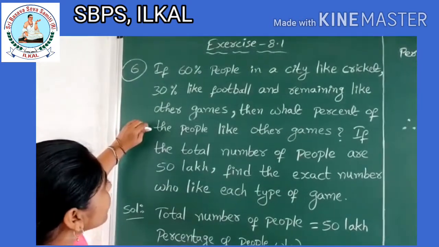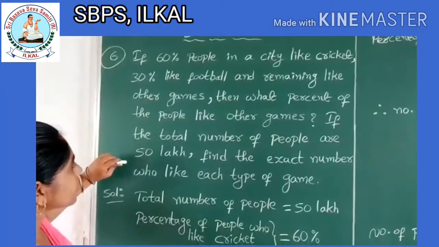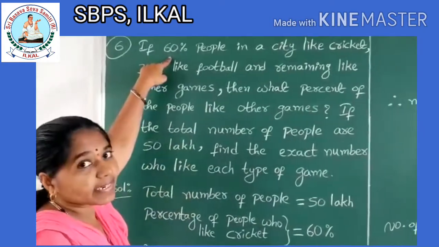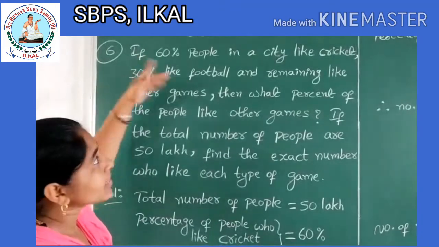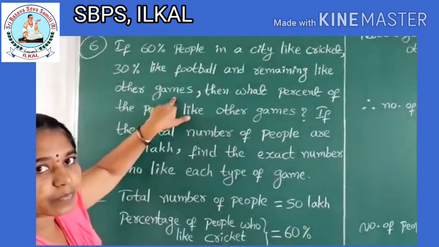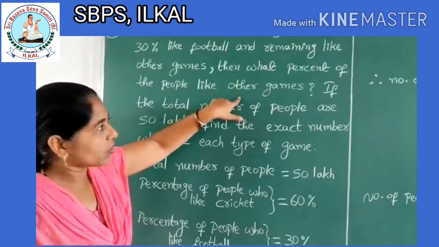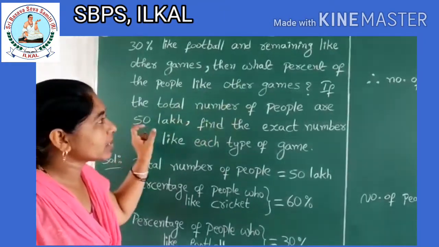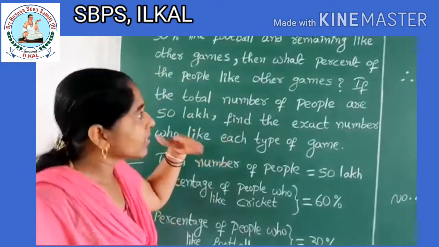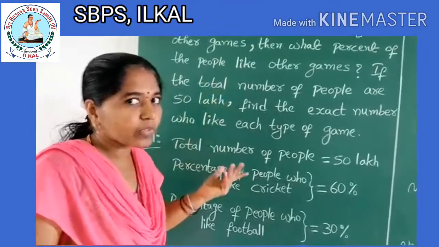Next question. If 60% of people in a city like cricket, 30% like football and the remaining like other games, then what percent of the people like other games? If the total number of people is 50 lakh, find the exact number who like each type of game. They have given here 60% of people like cricket, children, and 30% like football. 60 plus 30, here 90% is already over, so for the remaining other games only 10% of people like them. Then what percent of the people like other games? 10%, you understood already. Total number of people is 50 lakh, and in that we have to find how many like cricket, how many like football and how many like other games.